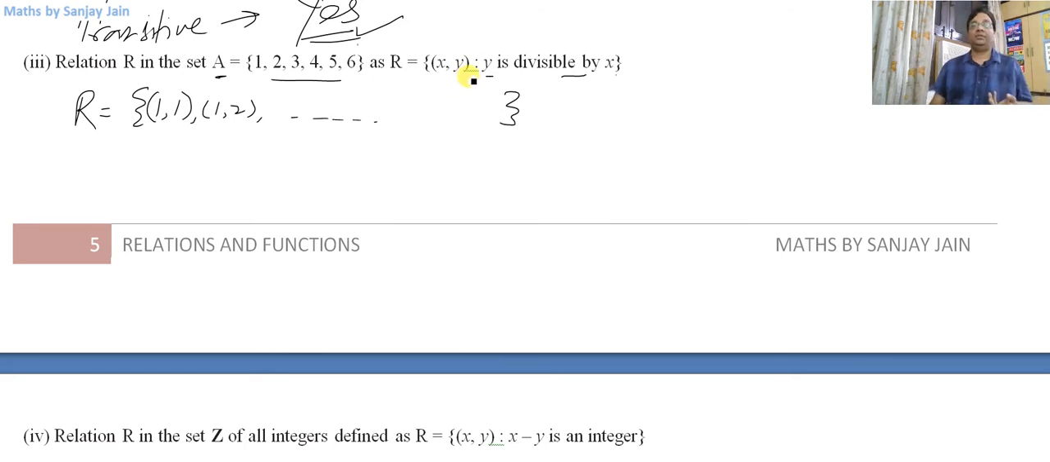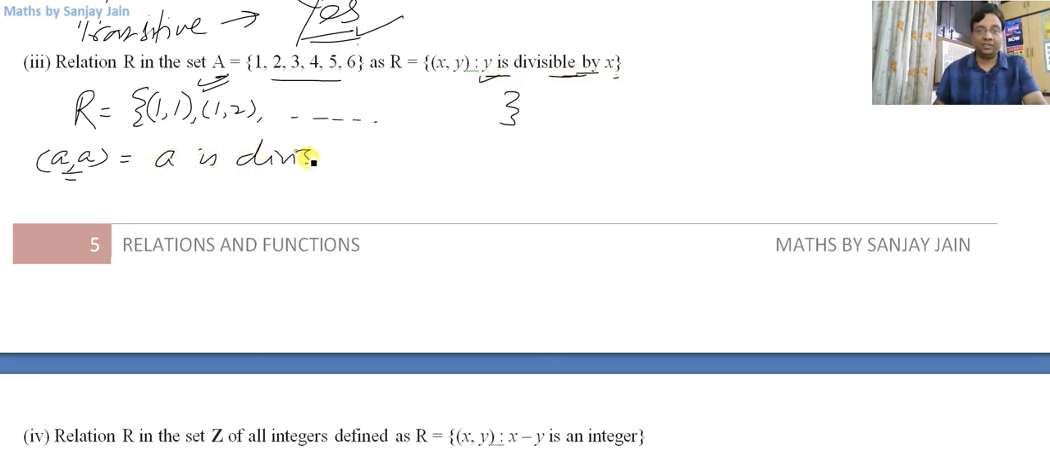Let us see whether we have to write the exact relation, or we can do it without writing the relation. See, y is divisible by x. So if I take A comma A, where A is any element belonging to this set A, is it present in the relation? Let us check. What is the definition of the relation? Y is divisible by x. So A is divisible by A. It is true, right? Every element is divisible by itself.